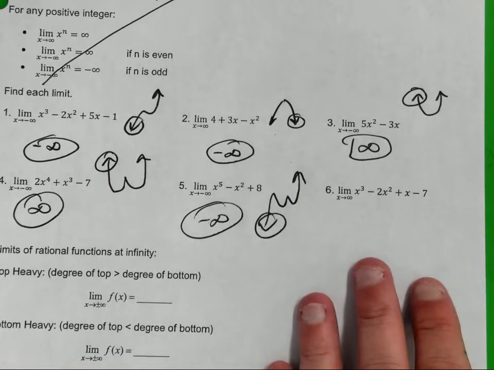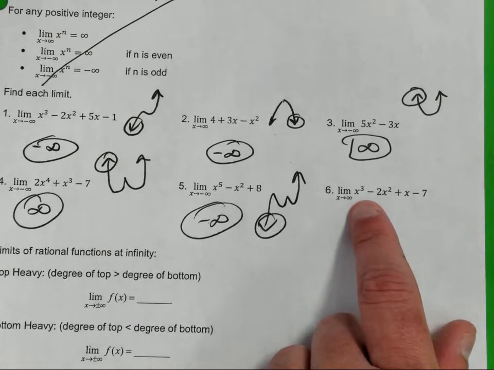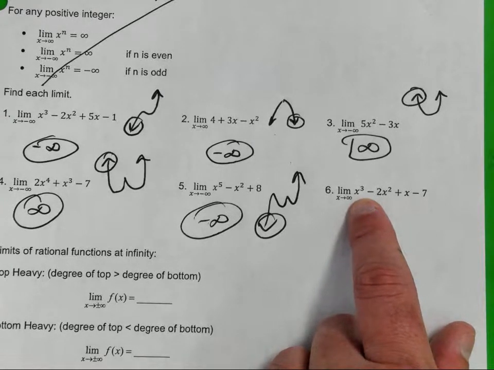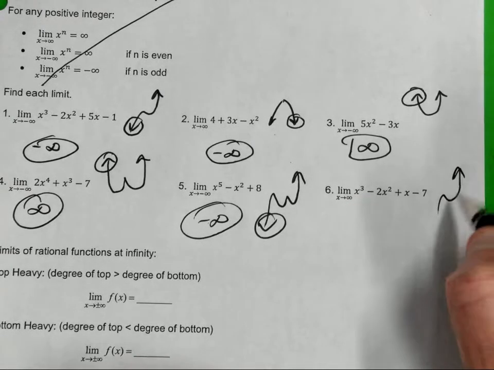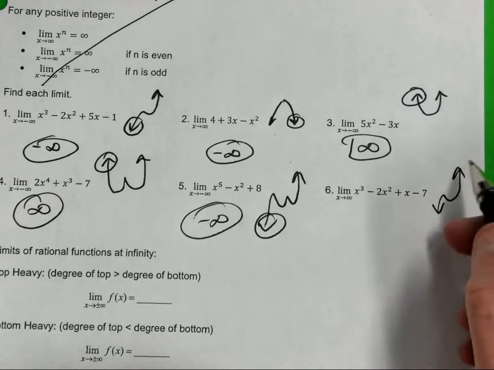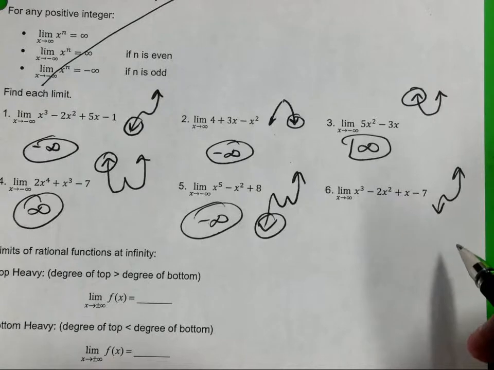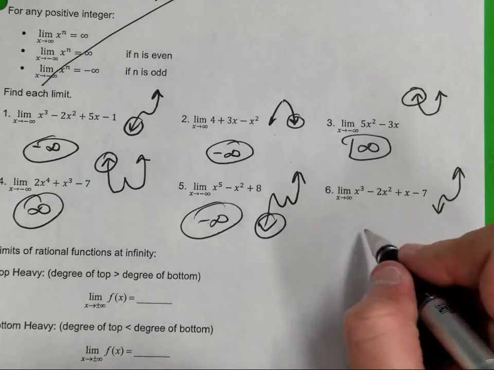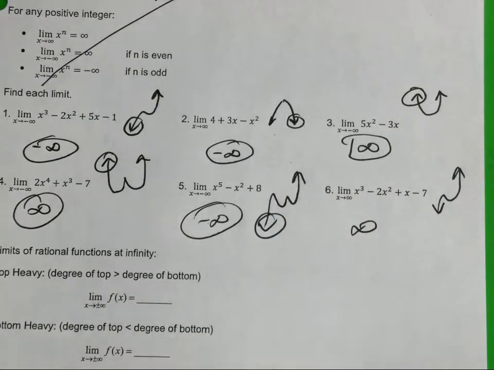Number 6. What type is this, Caitlin Roberts? Cubic. My leading coefficient is what, Luke? Positive. So it's going to go like this. As x goes to positive infinity, Gracie Strickland, where's my y values going? So what does that mean? Thank you. Are there any questions on how to do polynomial functions as x goes to infinity or negative infinity?